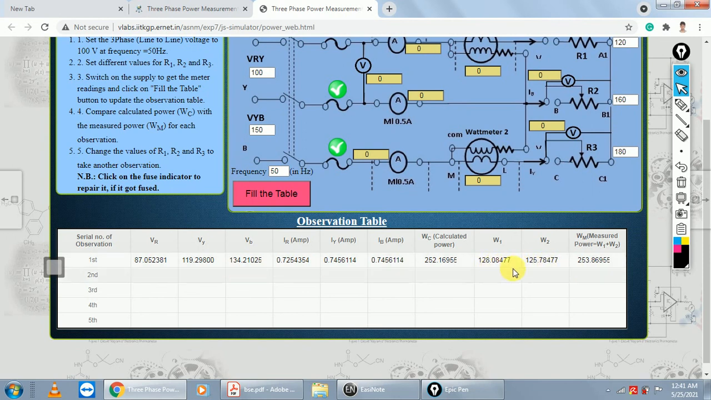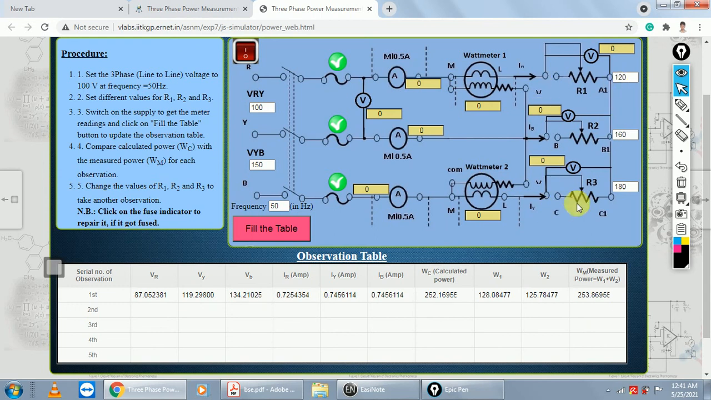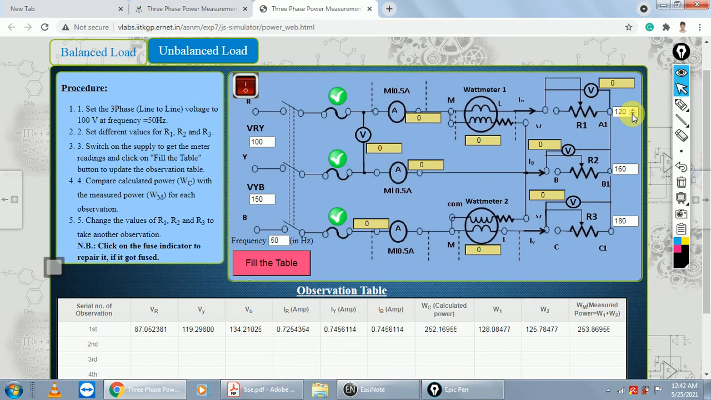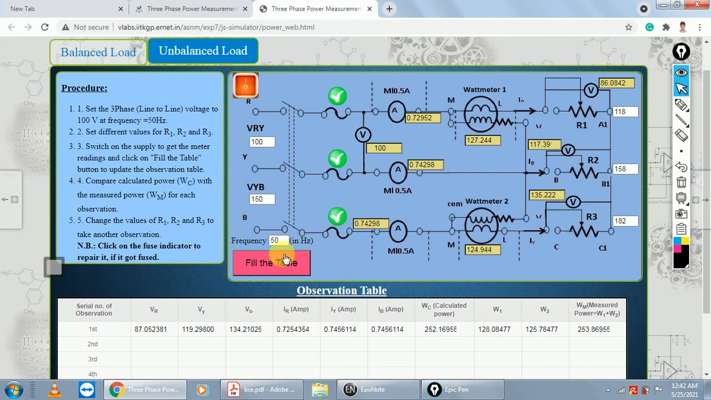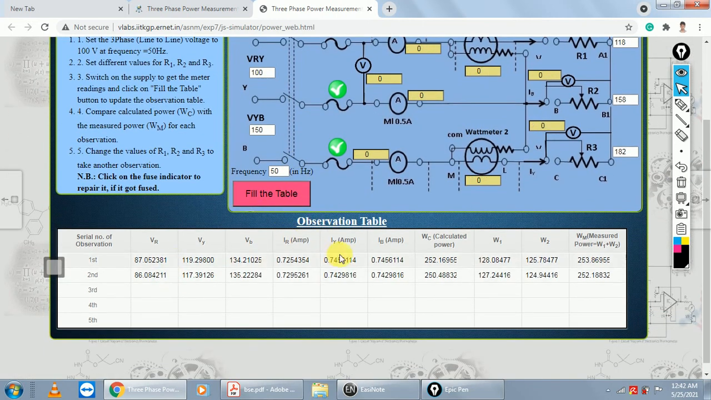So W1 and W2 readings are different in this case. Total power consumed by the load is 253 watt. And here we change the load. Again turn on the switch. W1 and W2 readings are different. Click on fill data in table. This is the next reading.